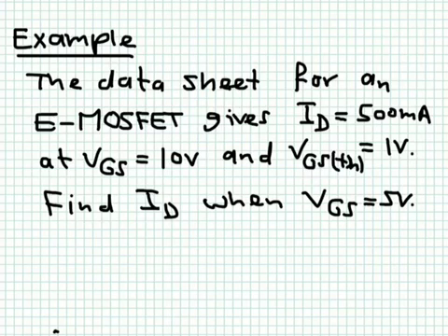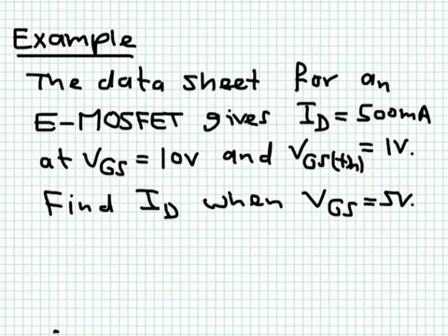Okay, let's consider the first example. The data sheet for an E-MOSFET gives ID equal to 500 milliampere when VGS is equal to 10 volts and VGS threshold is equal to 1 volt. So it will not conduct if VGS drops below this. And this is an E-type MOSFET, so it's naturally off. Find the ID when VGS is equal to 5.